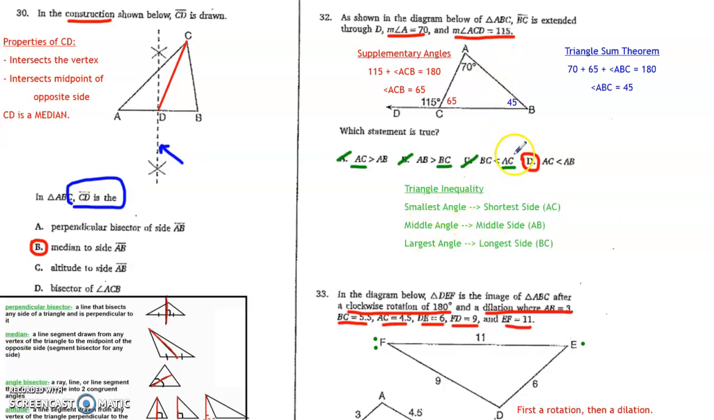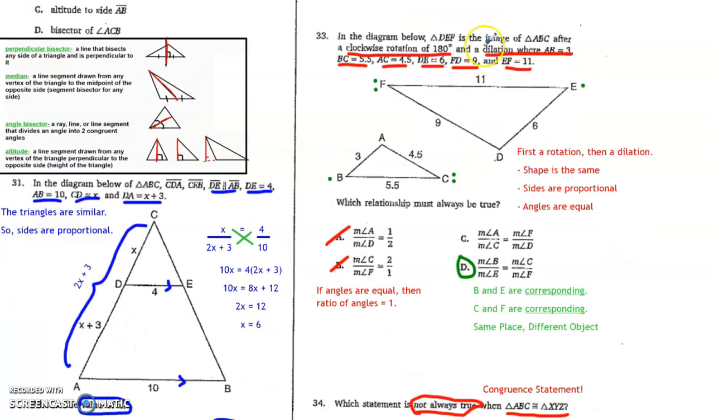So we set that up and try to figure out which one of these statements is true, and this one is true because AC, the smallest side, is smaller than a different side. That's the only one that could possibly be true, because this one talks about AC being bigger than something, and AC is the shortest side. You can go through the possible answers yourself.